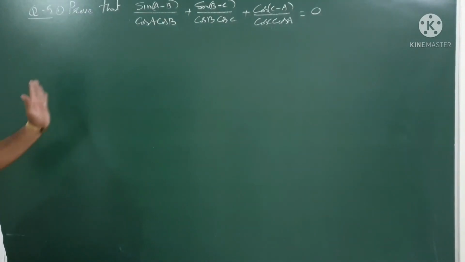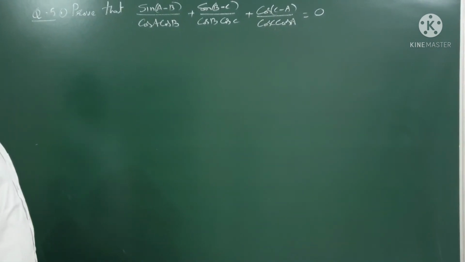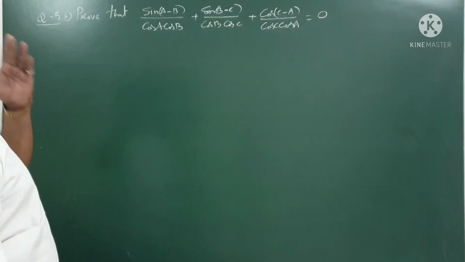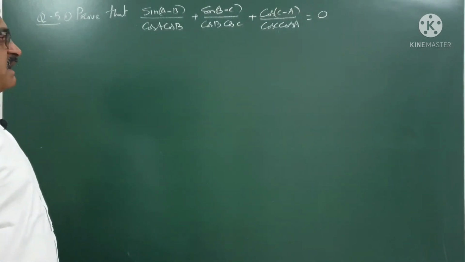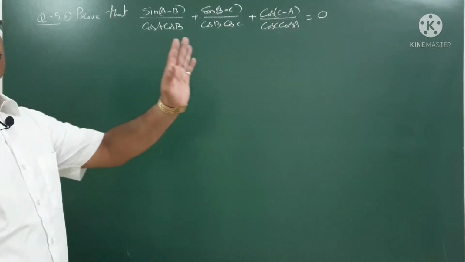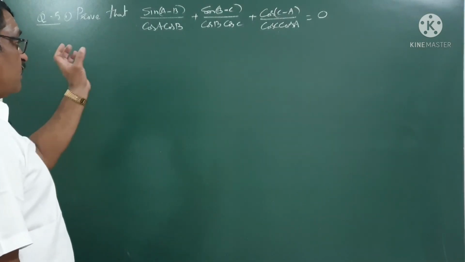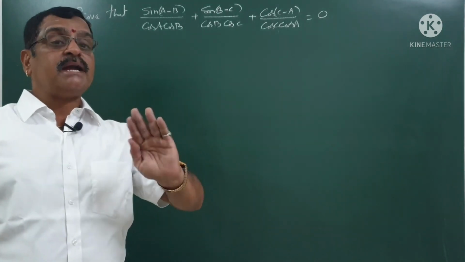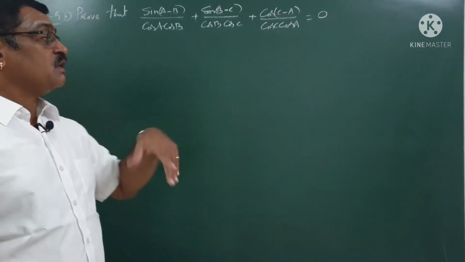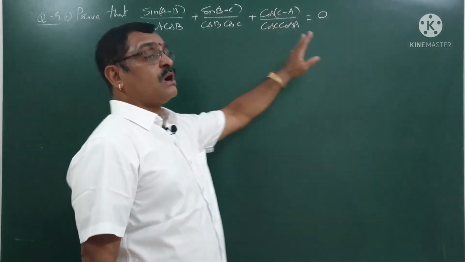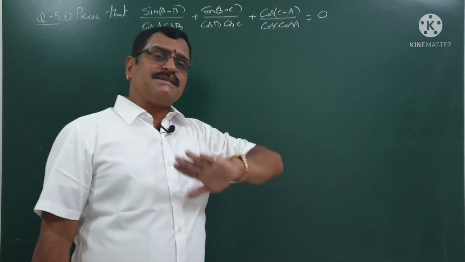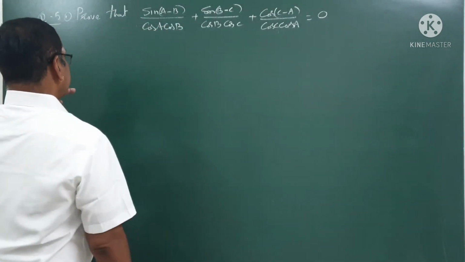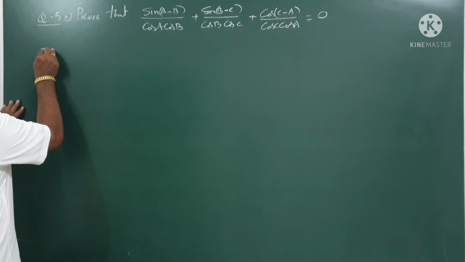Next question, prove that sin of a minus b by cos a cos b plus sin of b minus c upon cos b cos c plus sin of c minus a upon cos c cos a is equal to 0. So, we have to take term by term and you have to simplify them, then you have to add all the three results, then you have to check whether you are going to get 0 or not. Simply just applying the identities, you will get the answer. So, what I do, I take the first term, solution or proof.